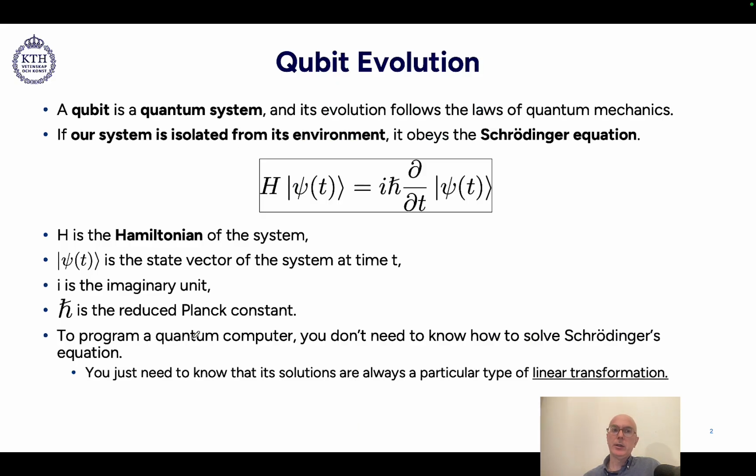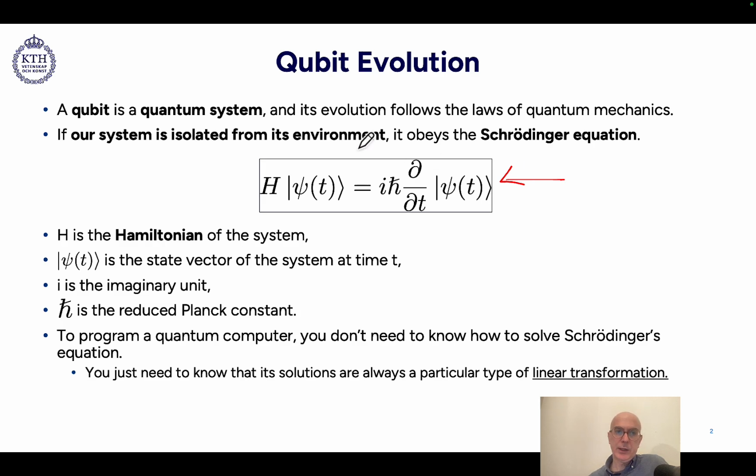So a qubit is a two-level quantum system, and its evolution follows the laws of quantum mechanics. In particular, it follows this Schrödinger equation if our system is isolated from its environment. So if we take a quantum system that does not interact with the environment, then it obeys the Schrödinger equation that we have in this slide here. So let's look closer at this equation.